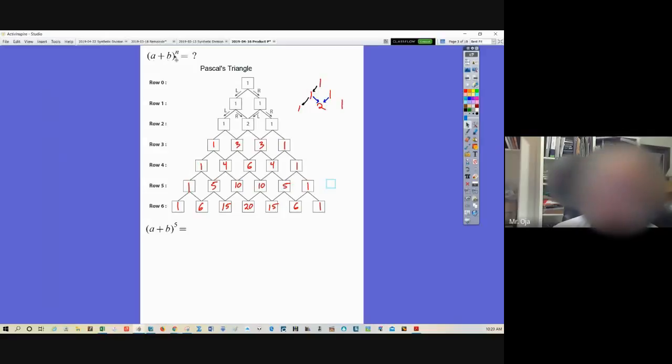So if I had x plus 3, or let's do it with a plus b for a second, and then we'll start adding x's and numbers in a second. If I had a plus b to the 1, that is just going to be a plus b, right? Notice that the numbers being multiplied by a and b in that case are just 1 and 1. So then what about row 2?